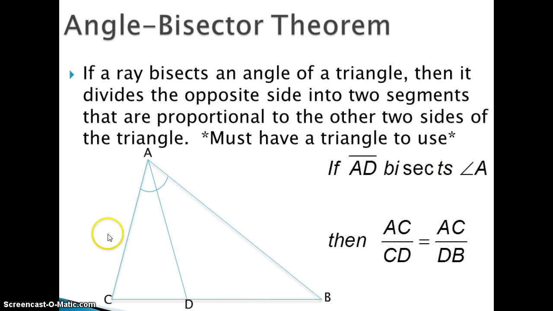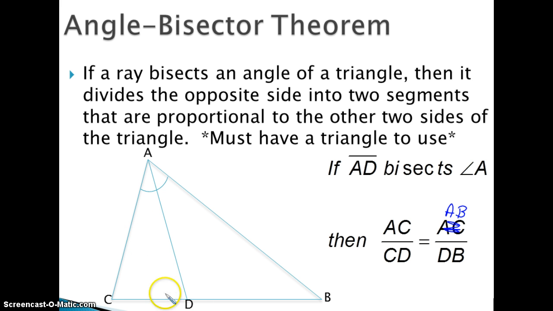And notice I'm using those corresponding pieces. Oops, that's a typo there. Let's fix that one. That should be AB. Okay, we're good. The corresponding pieces match up. So we've got an AC and an AB, and those are on either side of that bisected angle. Across from those, we have those other pieces, CD and DB.